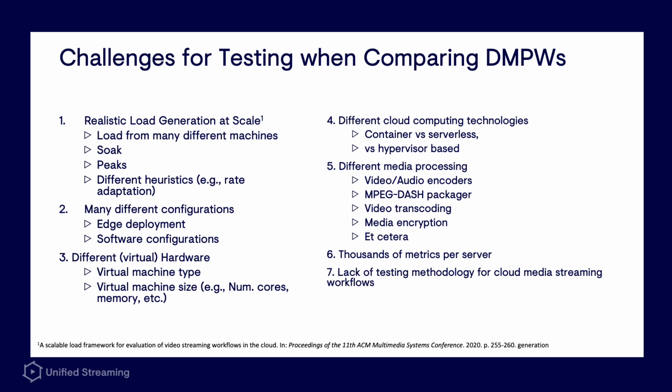Two, many different configurations such as edge deployment or software configuration. Three, different hardware that could be virtual machine types or the size of these virtual machines, such as the number of cores that we require and the memory. Four, different cloud computing technologies such as containers versus serverless or even hypervisor based. Five, different media processing functions such as video and audio encoders, packagers for MPEG-DASH to give an example, video transcoding, video encryption, etc. Six, the challenge of measuring all these thousands of metrics per server.